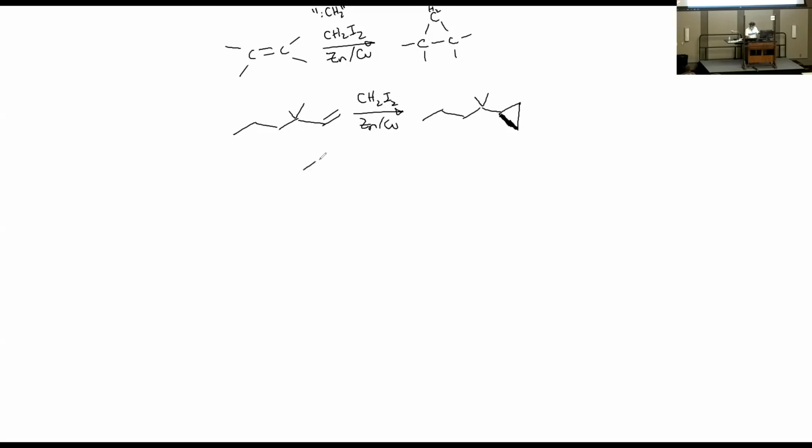For the other one, if we took this alkene, treated it with diiodomethane and zinc-copper couple, I predict that you would again get a racemic mixture of cyclopropanes. Maybe this time I'll make the methyl group wedged and the cyclopropane dotted. But you'd get the other enantiomer too, with the cyclopropane wedged and the methyl group dotted.